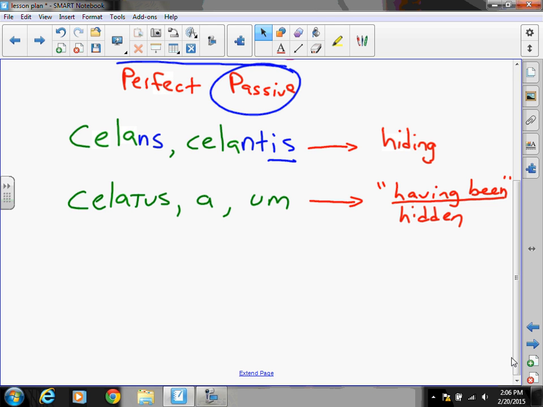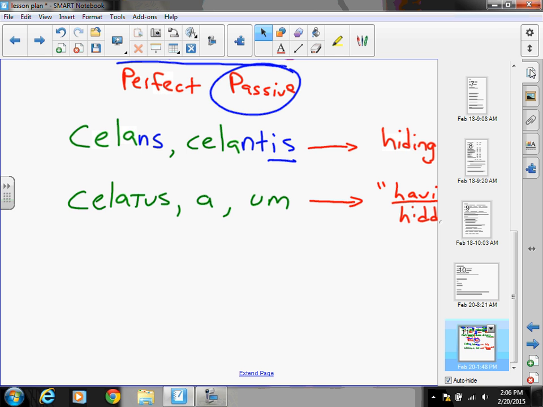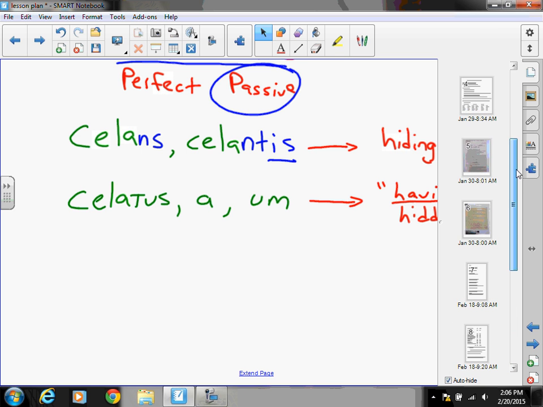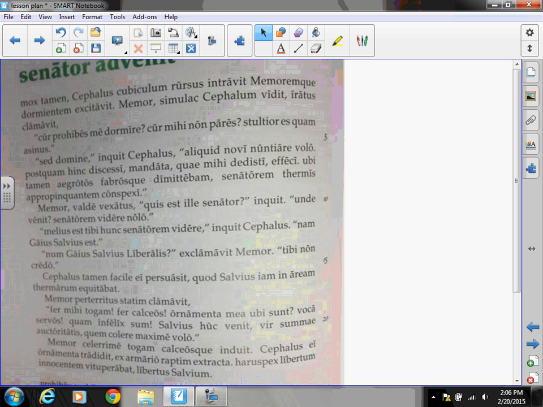Now, identifying them in a text is a little tougher, but we should be able to do it. If we look at Senator Adwinit, we go through this translation. I'm going to give you some time, so hit pause, and I want you to look at this and find all of the participles that you can and decide whether they're present active or perfect passive.